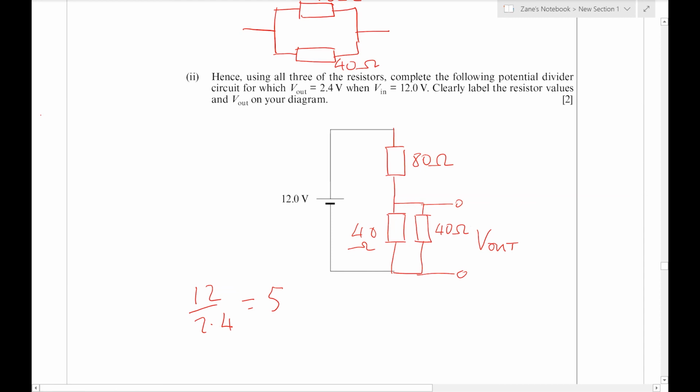If you like, you can check that calculation using a formula from the previous page. Vout will be R over R total. Well, the parallel combination we've just proven is a resistance of 20 ohms, and the total resistance is 100 ohms, 80 plus 20. That's the 1/5 that we mentioned over to the left of the input voltage of 12 volts, and that does indeed give us the 2.4 volts that we require.